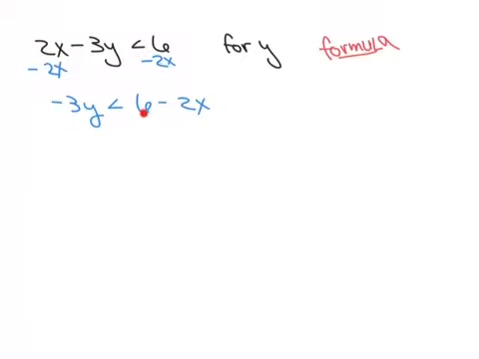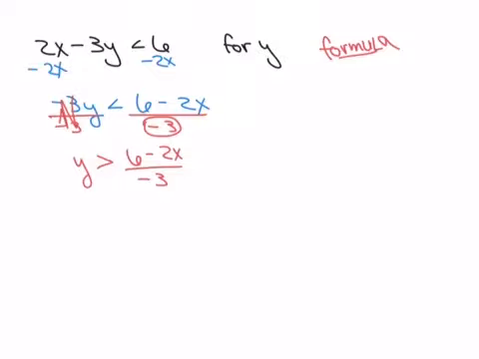That's all we did. And 6 and 2x, we can't combine those because terms are only combinable if they have the same variable and the same exponent on the variable. Since 6 doesn't have a variable, we can't do anything with it. Now I'm going to divide the whole thing by negative 3. Notice what I did. I divided by a negative 3, so that means my sign changes. Don't forget to make sure your sign changes.